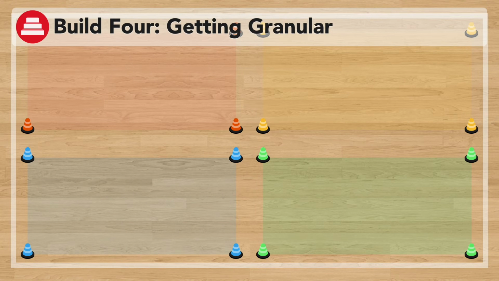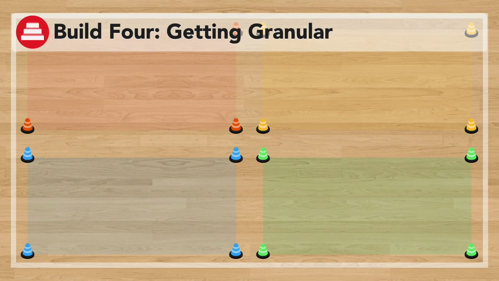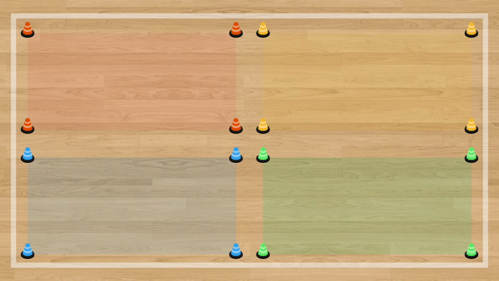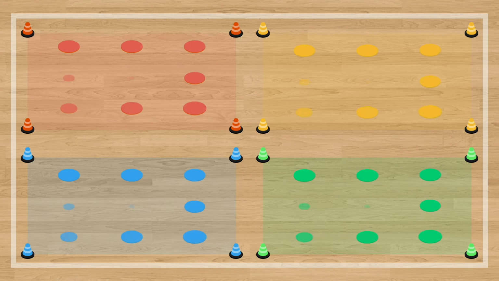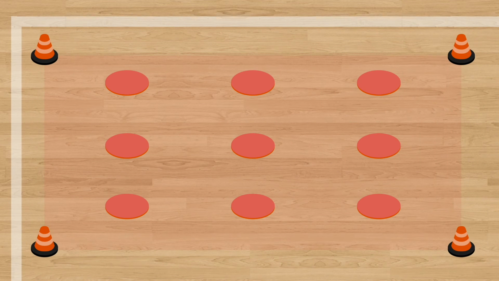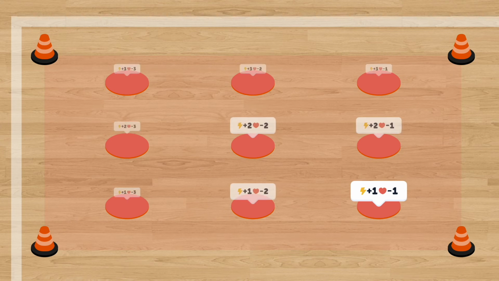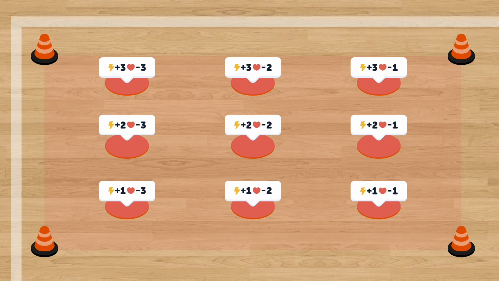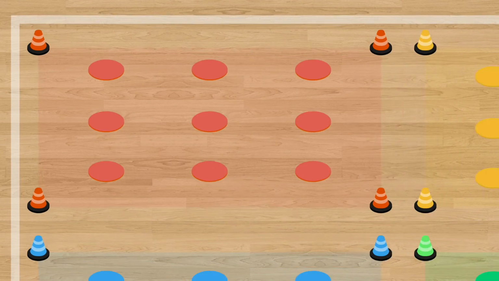Now, if you really want to push the envelope here, this is where we can go into build 4, which is where we start focusing on getting really granular in the way that we're identifying emotions. For this build, the teacher will break each zone down into smaller sections. To do so, the teacher will make a 3x3 grid of polyspots in each zone. Within the grid, there are spots for low, medium, and high levels of energy and pleasantness, and this goes from either -1 to -3 on the unpleasant or low energy side, or +1 to +3 on the high energy and pleasant side.